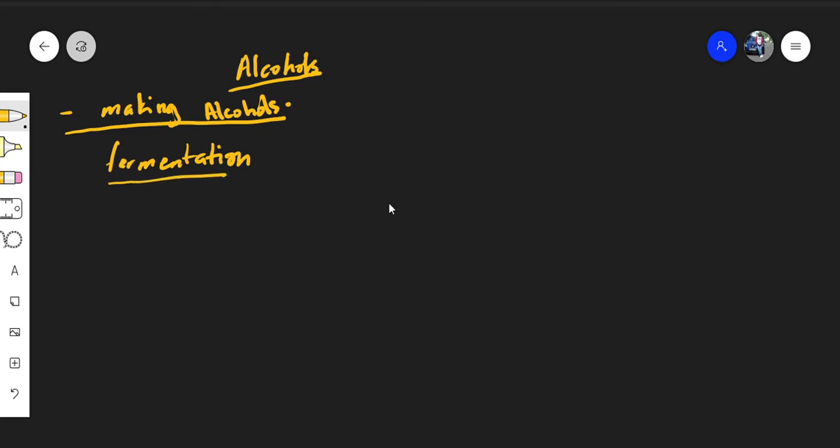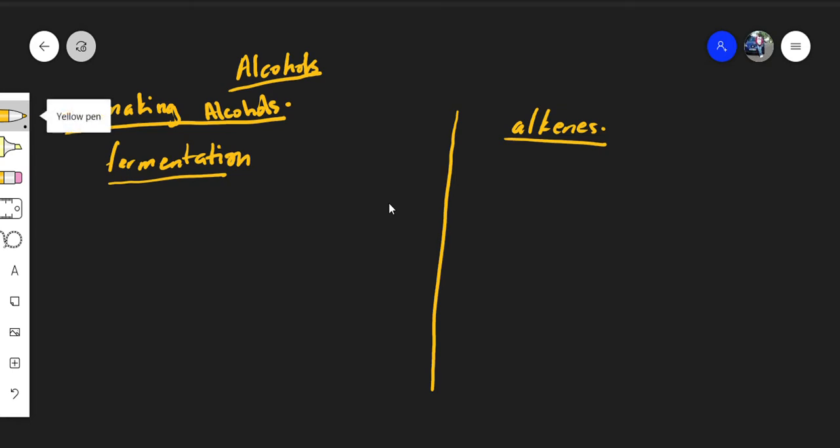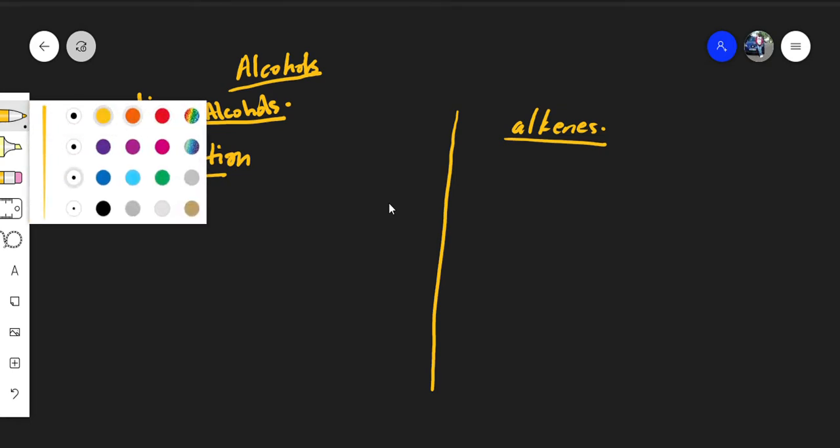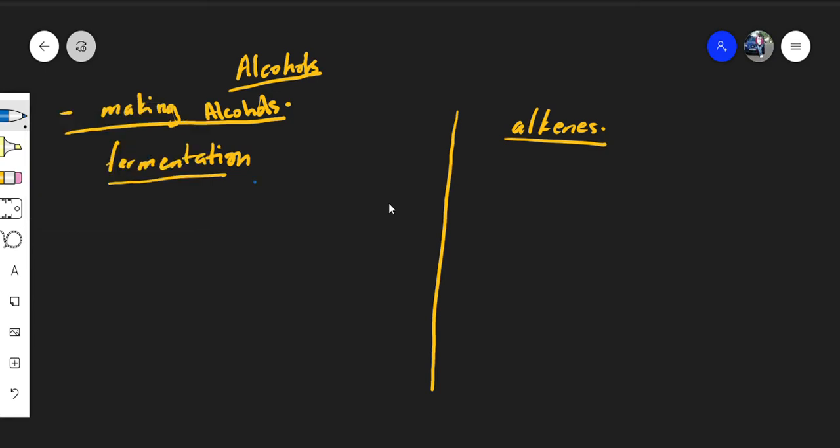Or we can make alcohols from alkenes. Right. So there's that. This is what is actually done in industry. So that's the reason why we want to look at the two. So by fermentation, obviously we are actually making the alcohols from sugar. Right. So we are making the alcohols from sugar.